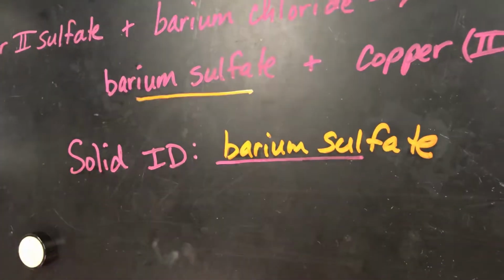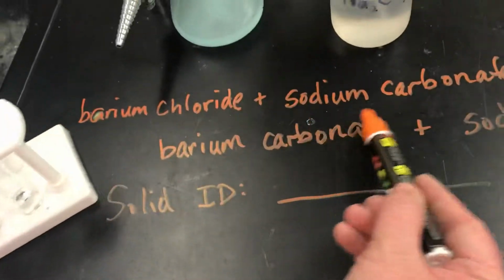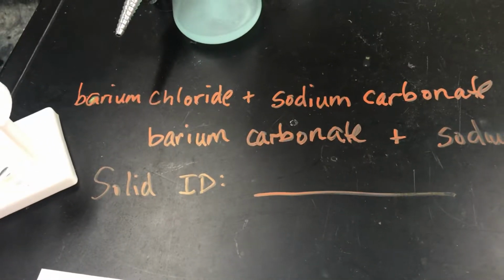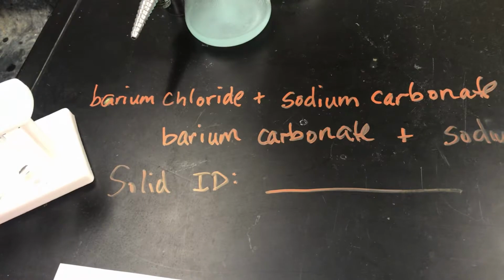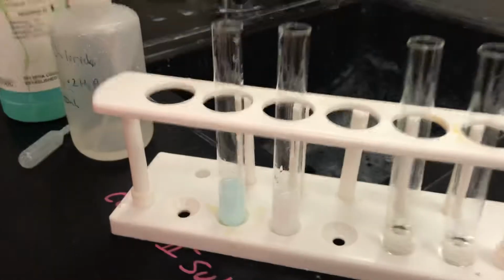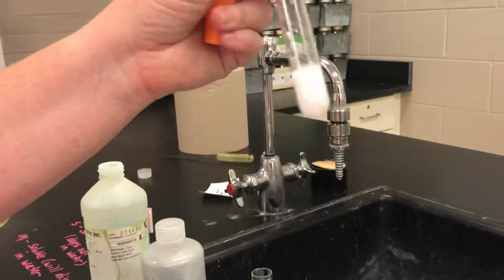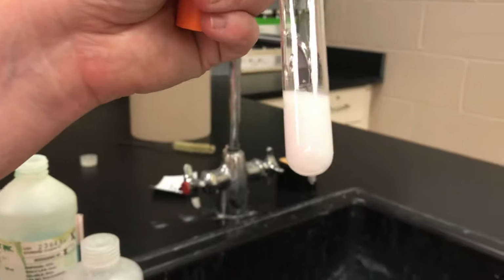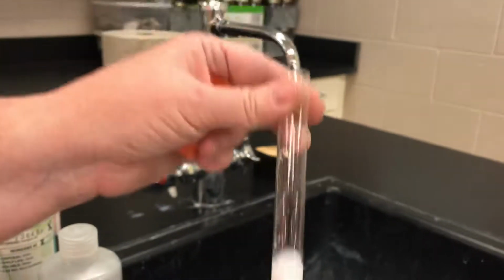In another very similar reaction, we combine barium chloride with sodium carbonate, and the barium chloride is already in there. Here's the sodium carbonate, and we produce barium carbonate and sodium chloride, and you see a cloudiness again. A cloudiness is a new solid that has formed. It's called a precipitate, and we have to identify it.